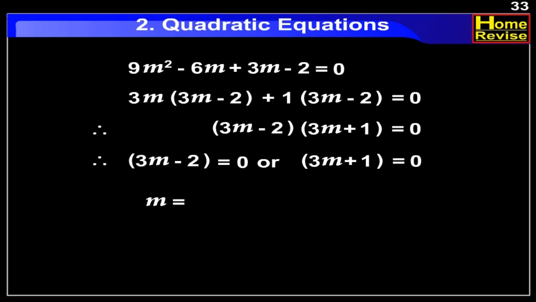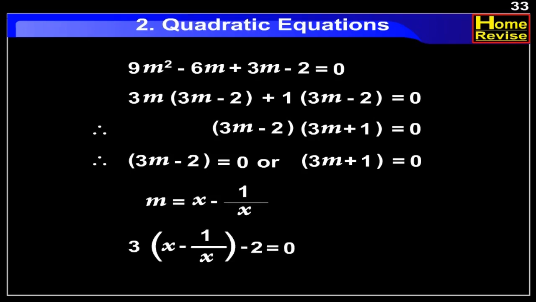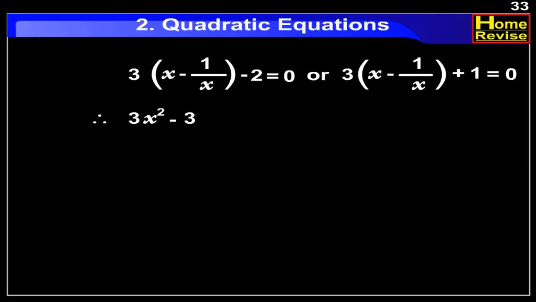But we know that m = x − 1/x. Putting this value, we get 3(x − 1/x) − 2 = 0 or 3(x − 1/x) + 1 = 0. Therefore, 3x² − 3 − 2x = 0 or 3x² − 3 + x = 0.